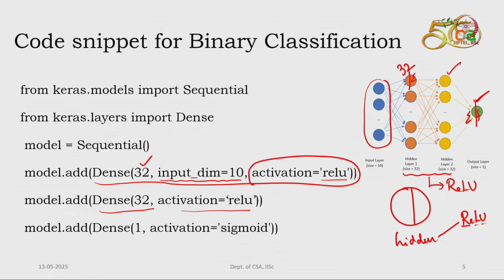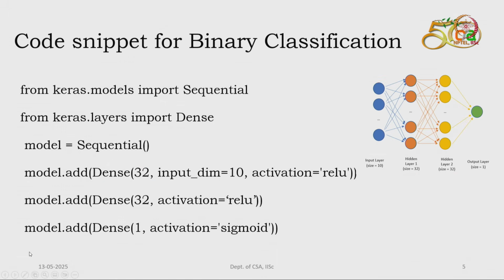Now, what kind of problem are we solving? The given data set is a binary classification problem. Because it is a binary classification problem, we have used a single neuron at the output layer. What activation function will we be using here? Because it is a binary classification, the activation function that we are going to use is sigmoid. Sigmoid is an activation function.